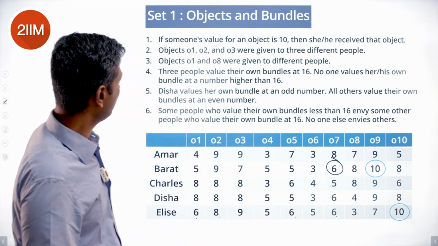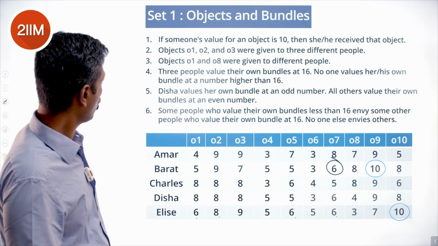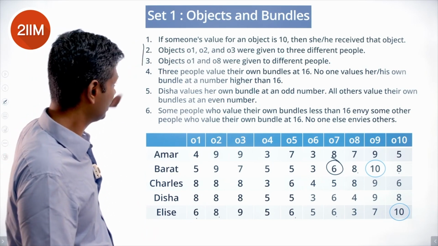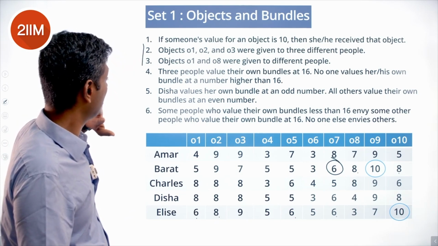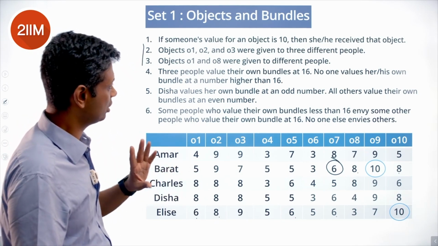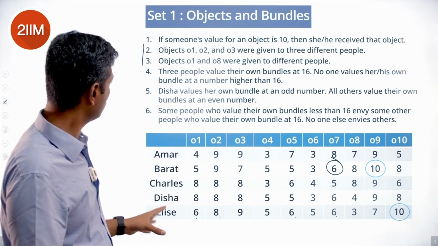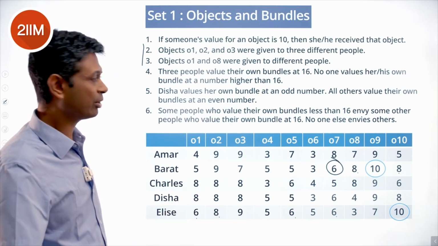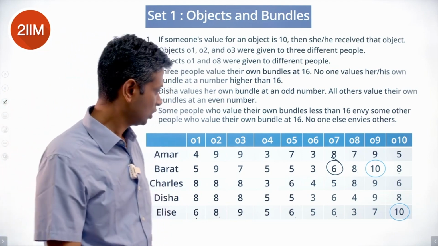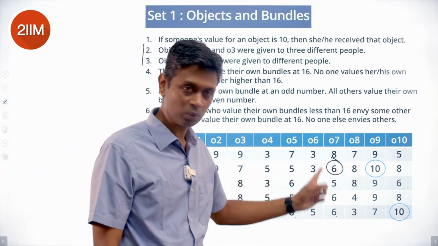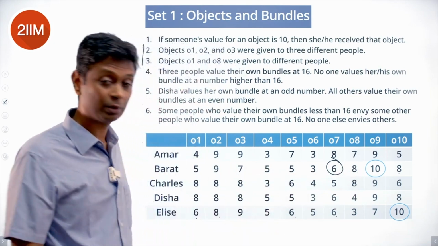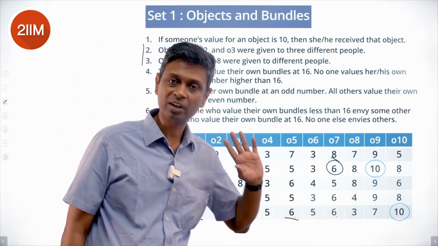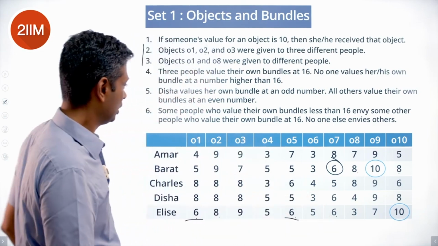If someone's value is 10, then she received that object. O1, O2 and O3 were given to different people. O1 and O8 were given to different people. They don't contribute much. 3 people value their own bundles at 16. No one values his own bundle at a number higher than 16. Disha values at an odd number. Everyone else has an even number. Fine. Nice. So it is likely that these two are there, and it's likely that this 10 is paired with another 6, which should be either this or this, not this definitely. Right. Lovely.